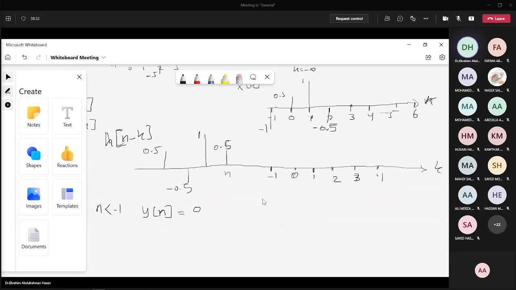Okay, when n equal to minus 1, so then y of n equal to... Now what happened? This one is shifted at minus 1. So this one will be at minus 1, 0.5.